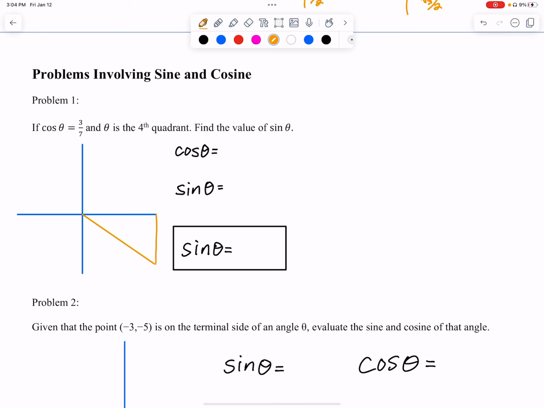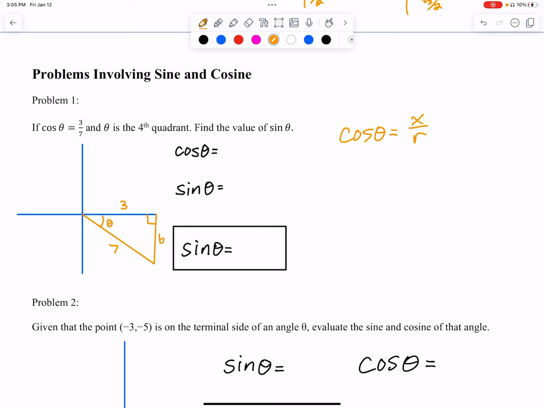Okay, we'll draw this triangle. Okay, and it's a right triangle. And then I know that if cosine of theta, here's theta, remember cosine is x over r, or h if you want to use hypotenuse. So if cosine is x over r, then I know that the x is 3, and then I know that this is 7. All right, how we can find this third side, we'll call it b.